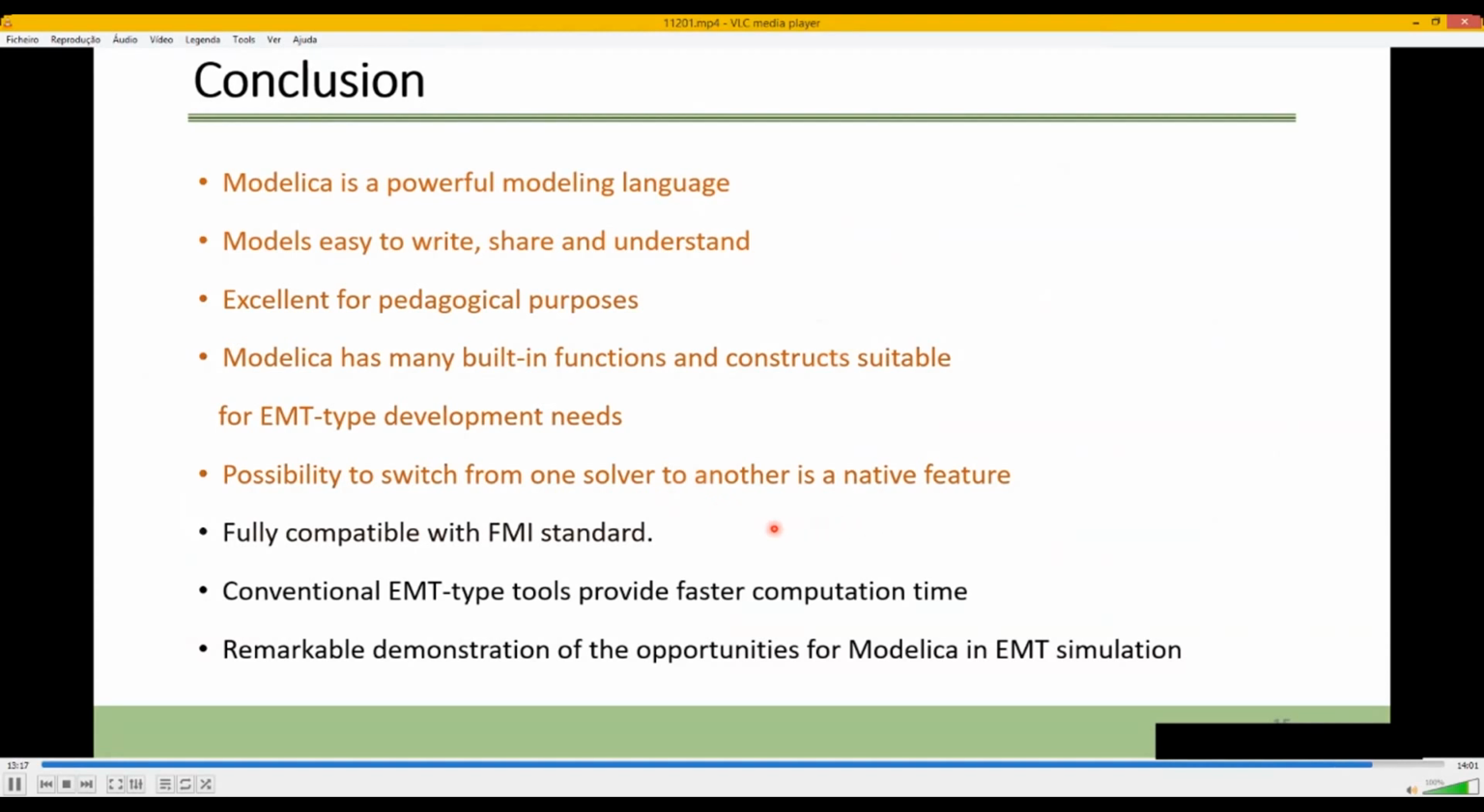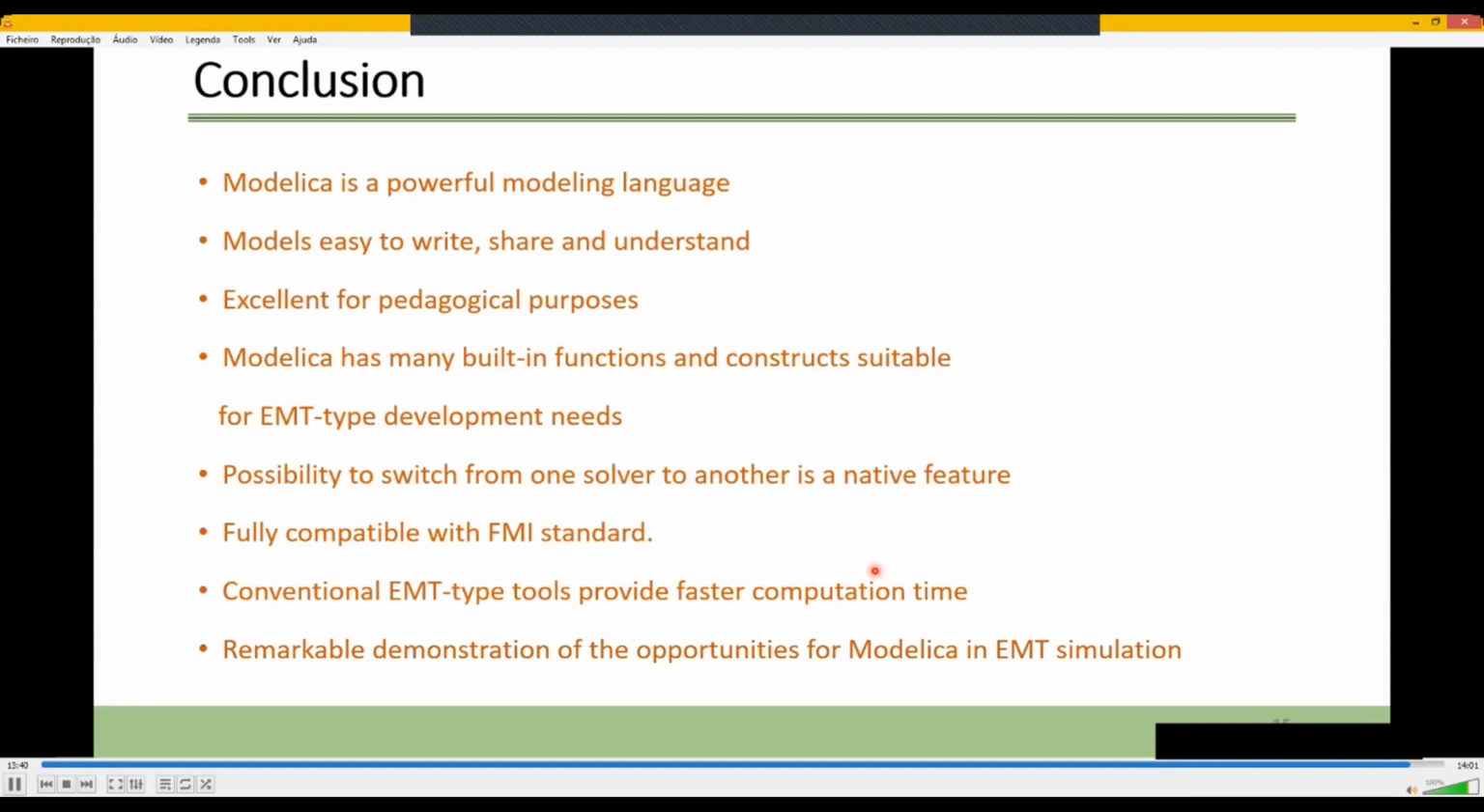Modelica is compatible with FMI. The feature allows us co-simulation and model exchange. This is super important because the number of software supporting the standard is increasing. The computation time is not comparable with EMT type tools, but the future is promising. We believe that there is an opportunity for Modelica EMT simulation of power systems.